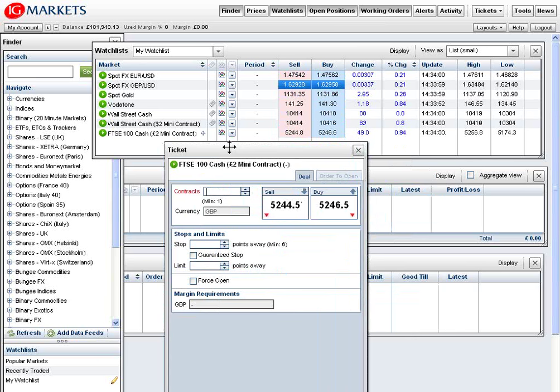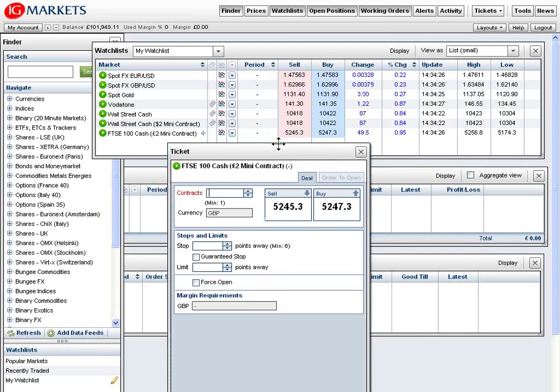There are really two FTSE contracts you can trade with us. There's the FTSE 100 full value contract, and with that one, every 1 point move by the FTSE is a £10 move from a profit and loss point of view. Or there's the FTSE 100 mini contract, and with the mini, every 1 point move in the FTSE is a £2 move in terms of value. So it's a fifth of the size of the full contract.